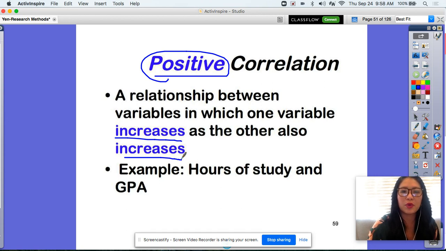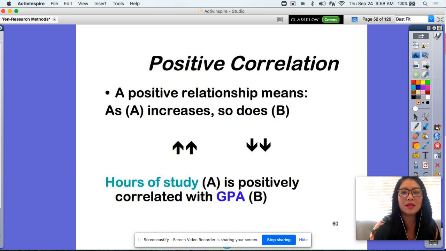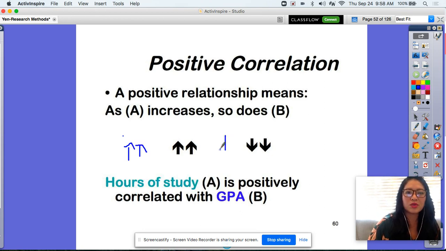So for example, my two variables that I'm trying to study are hours of studying and your GPA. Those are your two variables. So ideally, it'd be considered a positive correlation. As one goes up, the other goes up. As one goes down, the other goes down. So ideally, the more you study, the higher your GPA, or the less you study, the lower your GPA.